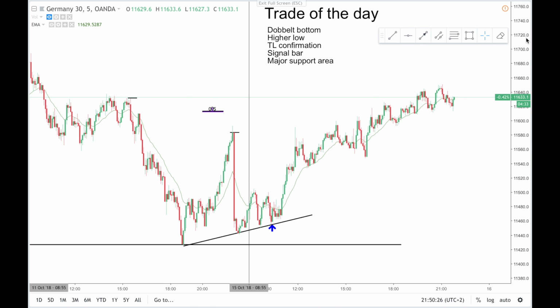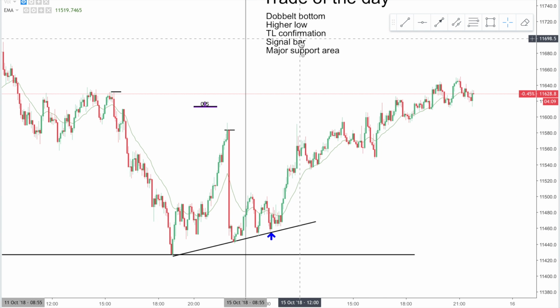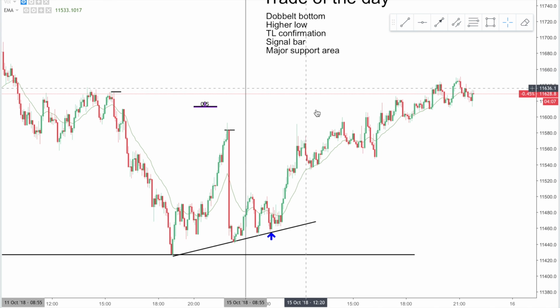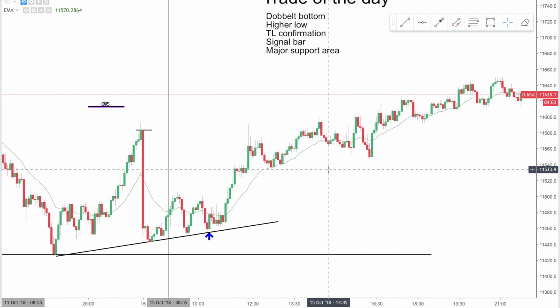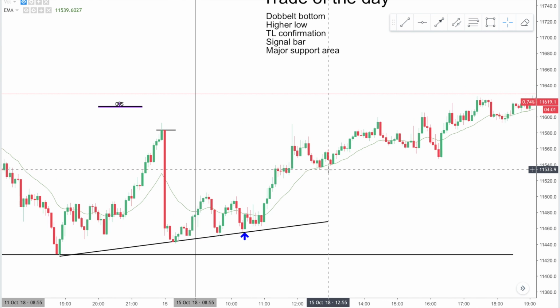It's called Trade of the Day. It's either the best setup of the day or the most profitable trade of the day, or something like that. Whatever I think is better on the day. I'm also going to run over some of the reasons why I like the trade, and I'm also going to mention some of the cons of the trade.